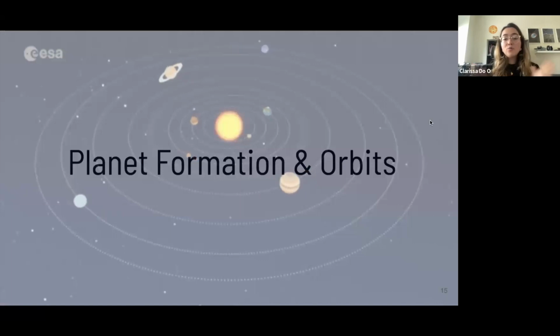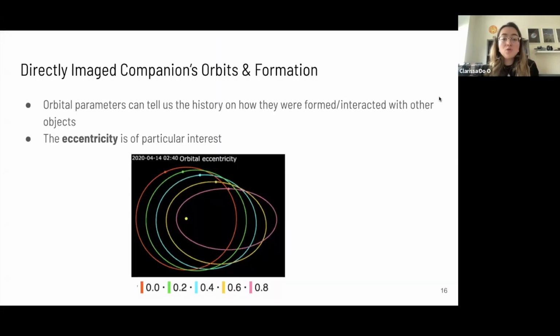So how do we understand a little bit more about the formation of these planets from finding out more about the orbits of these directly imaged planets? One interesting parameter that we like to look at when we look at the directly imaged planets is the eccentricity of the planet. The orbital parameters in general can tell us a little bit about how the planets formed or interacted with each other. And the eccentricity is a very special parameter.